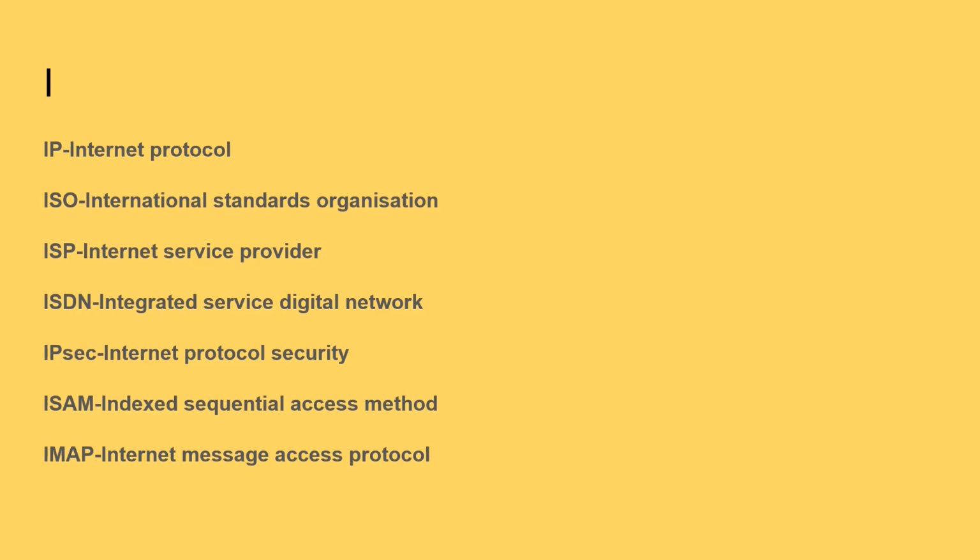IMAP, Internet Message Access Protocol. IMAP is an Internet Standard Protocol used by email clients to retrieve email messages from a mail server over a TCP/IP connection. So, let us wind up this video. In the next video, we will discuss the remaining abbreviations that are commonly used in computer language.